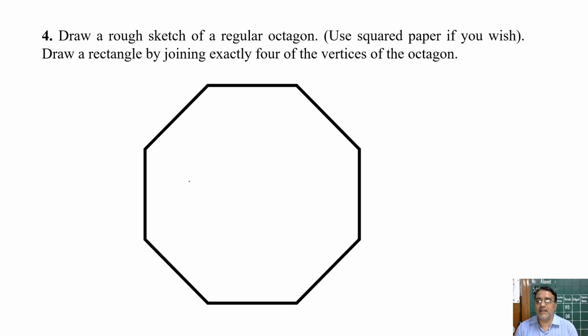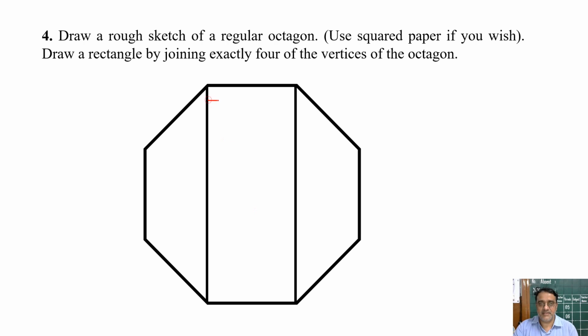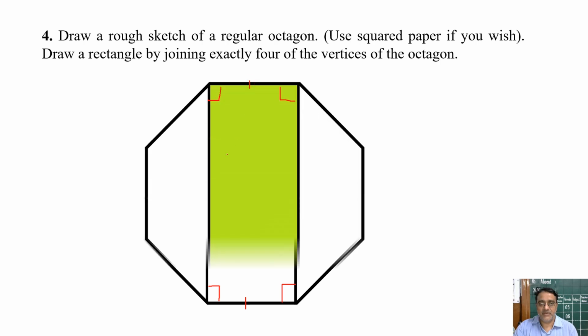Draw a rough sketch of a regular octagon. Use squared paper if you wish. Draw a rectangle by joining exactly 4 of the vertices. So this is the figure of a regular octagon. हम लोग को 4 vertices join करना है to form a rectangle. So let us start. First these 2 and these 2. See, this is also 90 degrees. This is also 90 degrees. And this is also 90 degrees. And this is also 90 degrees. And these 2 sides are equal. Okay. And these 2 sides are equal. So this is length and this is breadth. So this is a rectangle.